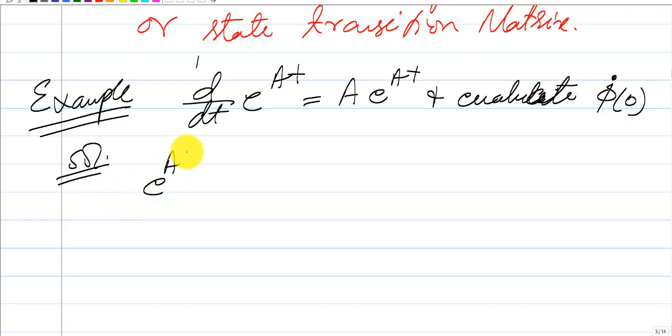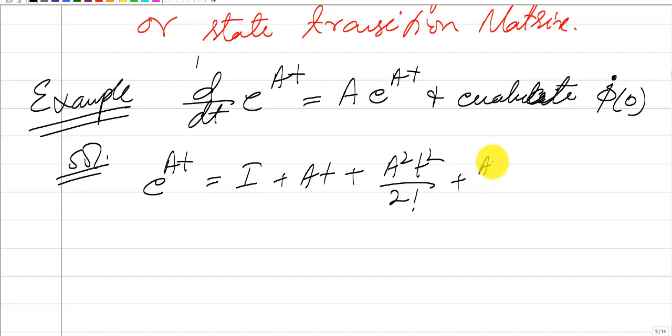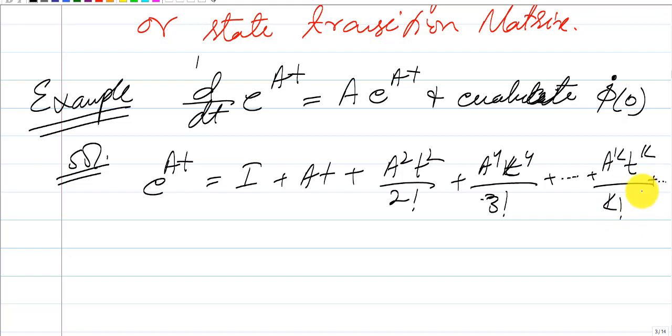As we know, e raised to the power At can be written as I plus At plus A square t square by 2 factorial plus A cube t cube by 3 factorial plus, and so on, up to A power k t power k divided by k factorial. I missed a term here, sorry. So that's how we can write the series.